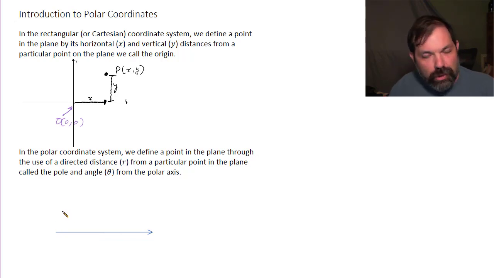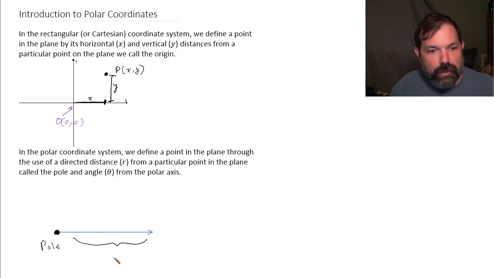In the polar coordinate system, we take a different approach. Instead of having an origin, it's a slight change, we have a point called the pole. So let's call this point right here the pole. And from that we build a polar axis, and it's usually drawn horizontal from that pole. So here's the polar axis. And so then we define a point in the plane with a different concept. So if here's this point P in the plane, instead of thinking of it as an x distance and a y distance, we think of two other components.